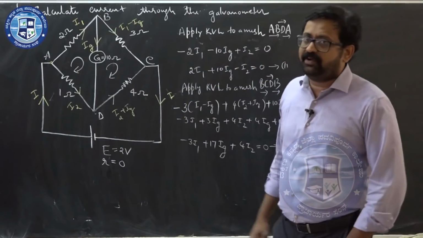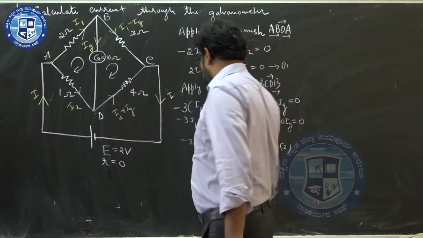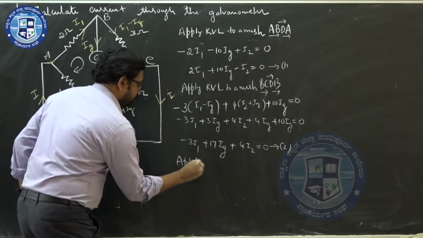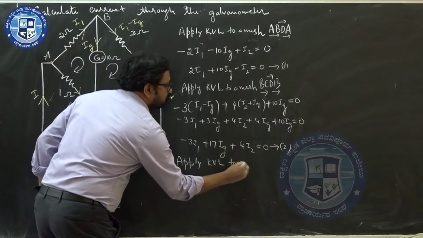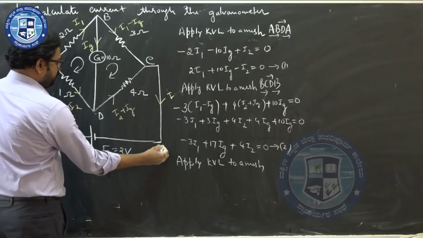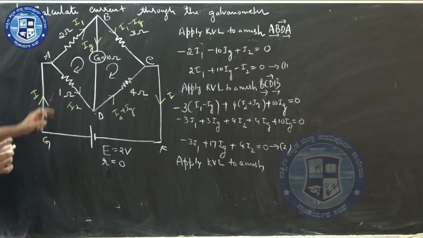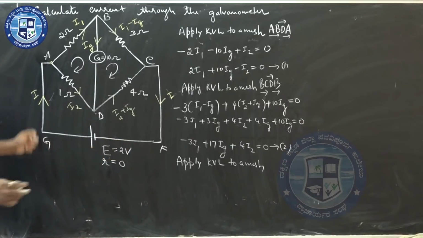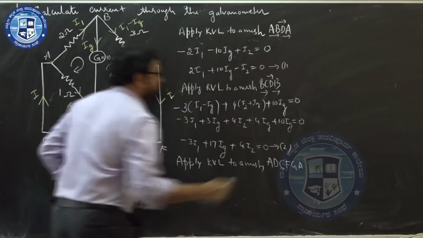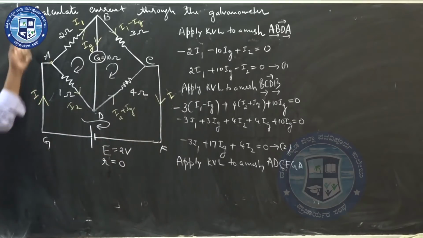I already told you, when you have 3 unknowns, I require a minimum of 3 equations to solve. So, in order to get one more equation, I will apply KVL to one more mesh. To name the mesh, let us name this particular point as F, and this point as G. I will take the mesh as A, D, C, F, G, A, in this direction.